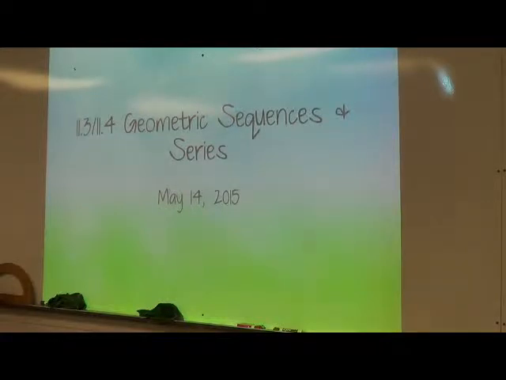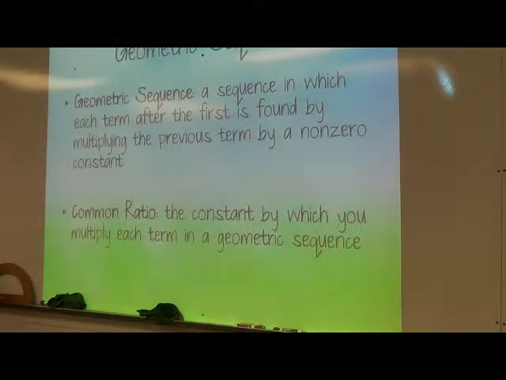So in the last video we talked about arithmetic sequences and series, which you find by adding or subtracting a term to each previous term. Geometric sequences and series are when you multiply. So we're going to get to the actual definition of it in a second, but this is very similar to what we were doing yesterday. It's just a different form of finding the terms.